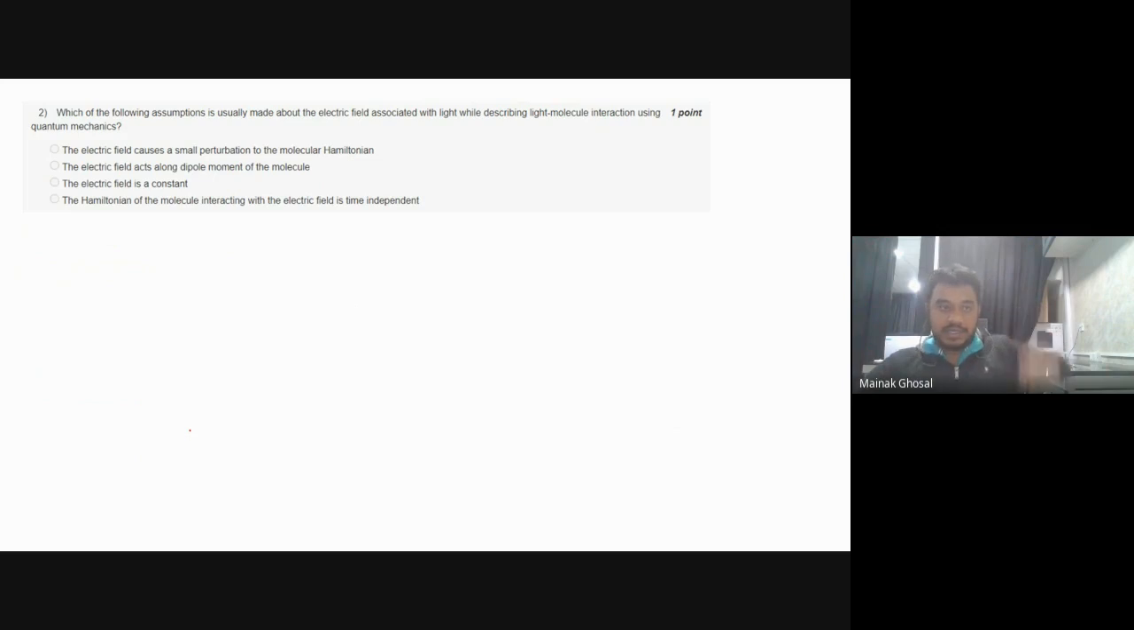So the next question is: which of the following assumptions is usually made about the electric field associated with light while describing light-molecule interaction using quantum mechanics? That the electric field causes a small perturbation to the molecular Hamiltonian, the electric field acts along the dipole moment of the molecule, the electric field is a constant, or the Hamiltonian of a molecule interacting with the electric field is time independent? So, what should be the answer? Most probably the fourth one: the Hamiltonian of a molecule interacting with the electric field is time independent. Other answers?